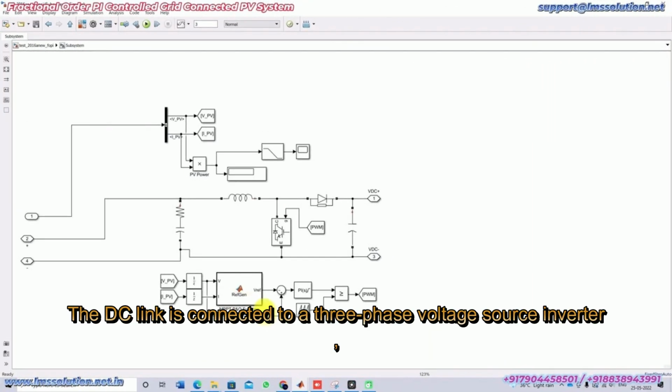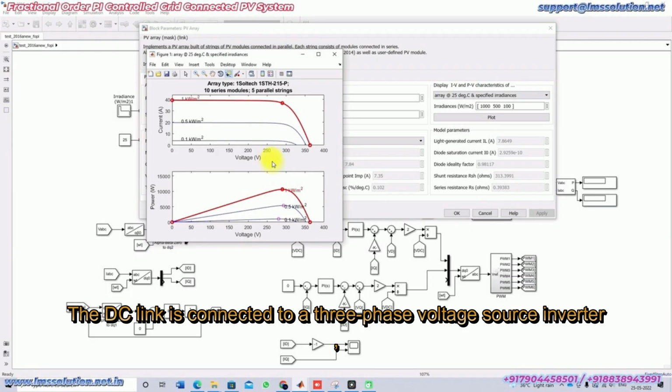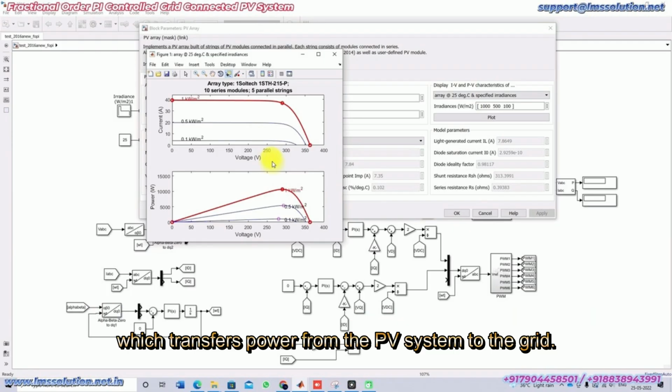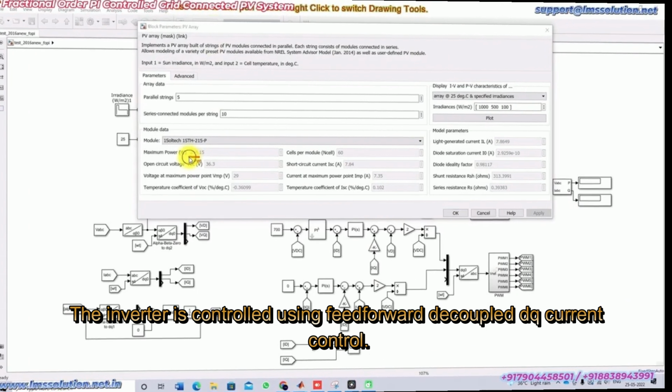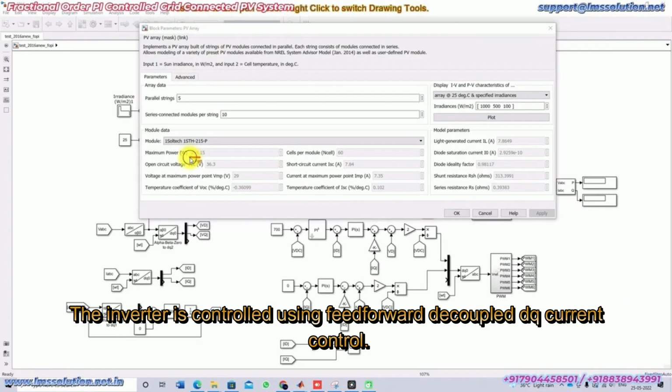The DC link is connected to a 3-phase voltage source inverter which transfers power from the PV system to the grid. The inverter is controlled using feed-forward decoupled DQ current control.